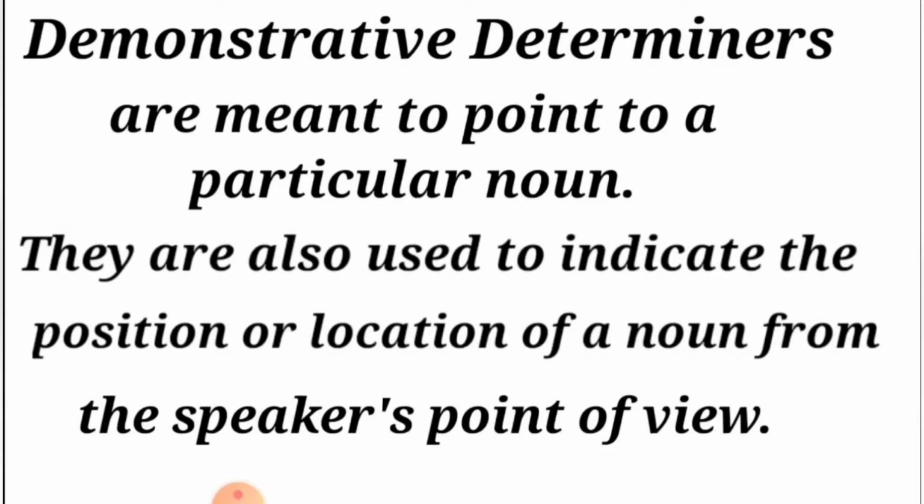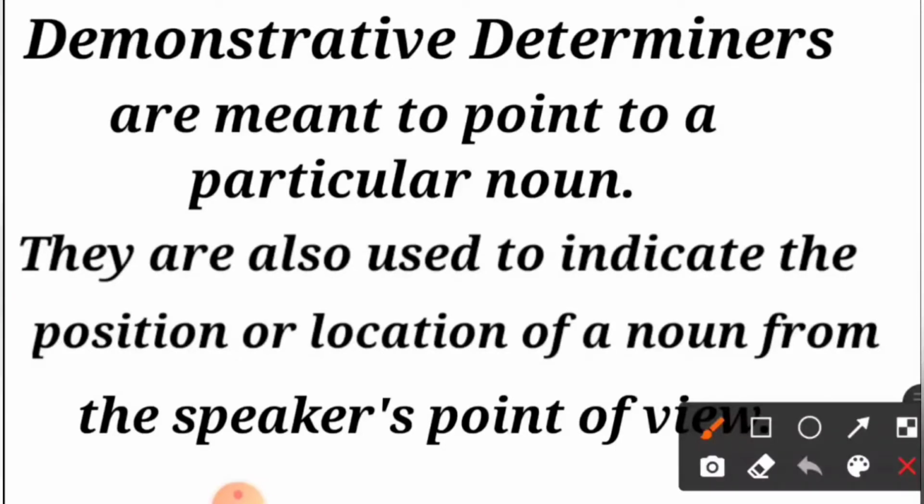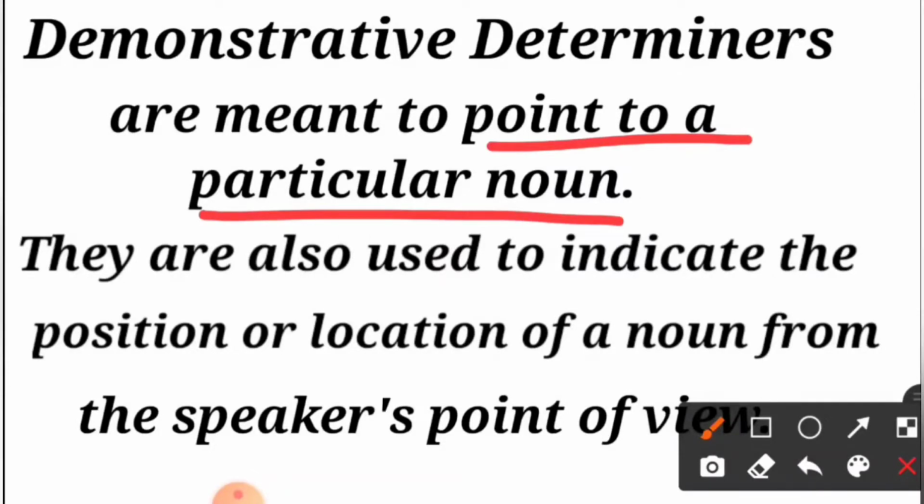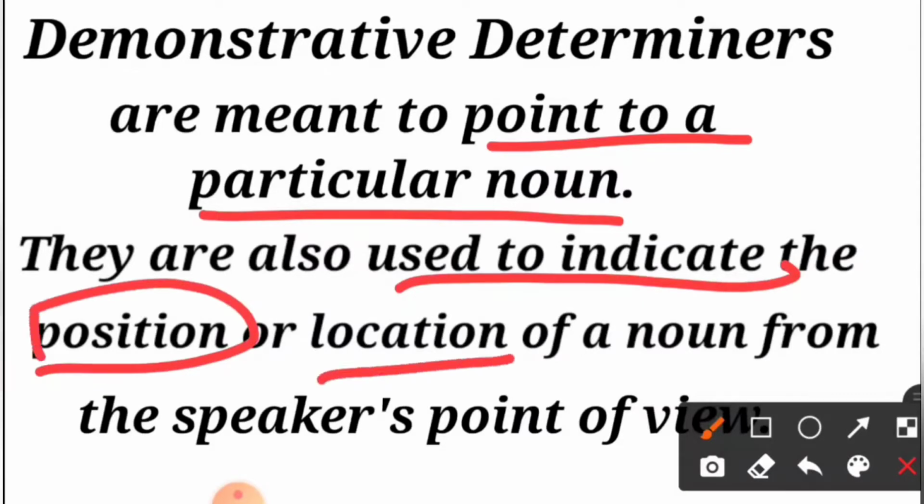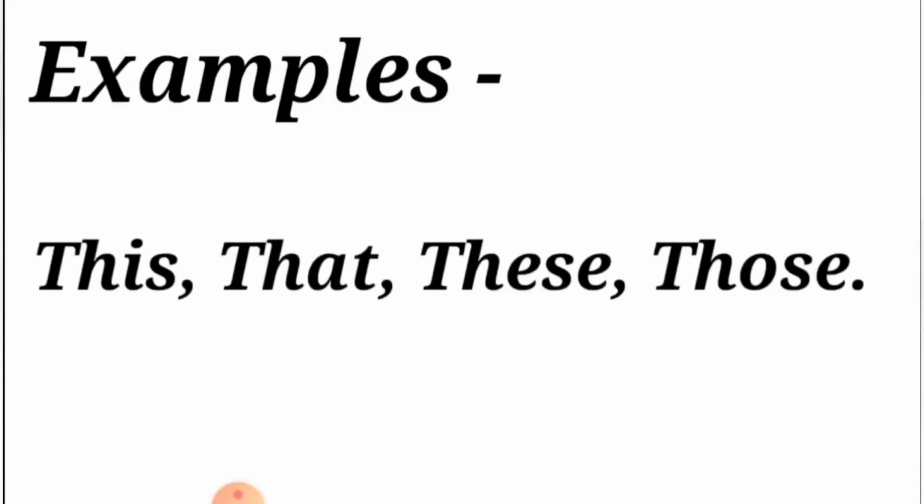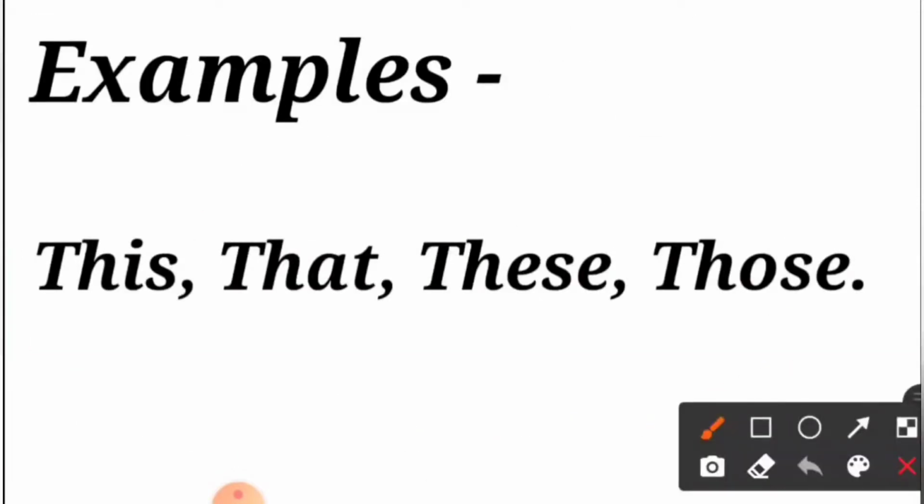Demonstrative determiners are meant to point to a particular noun. They are also used to indicate the position or location of a noun from the speaker's point of view. In simple words, demonstrative determiners are those determiners which point to a particular noun, and they are also used to indicate the position or location of a noun from the speaker's point of view. Let us look at the examples of demonstrative determiners. Examples of demonstrative determiners are this, that, these and those.